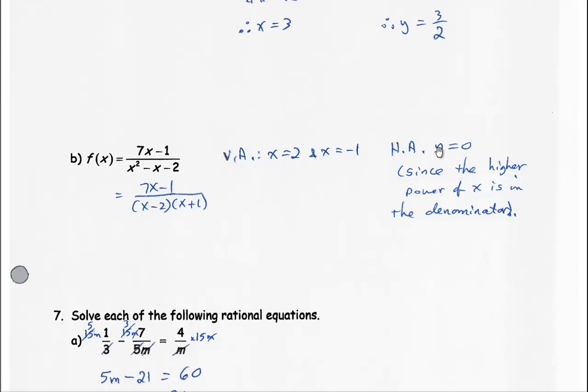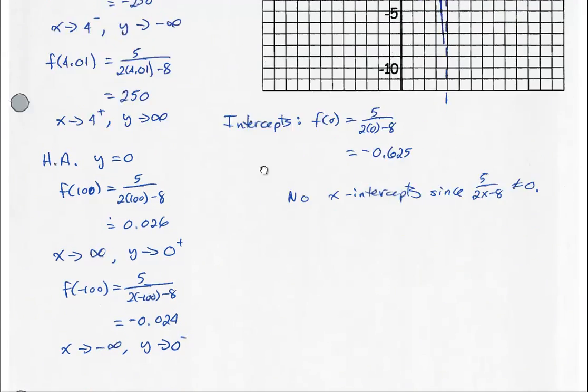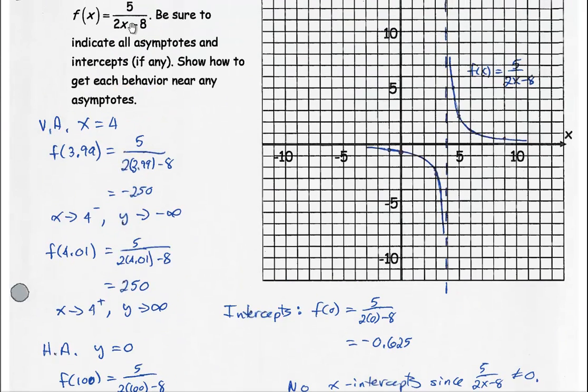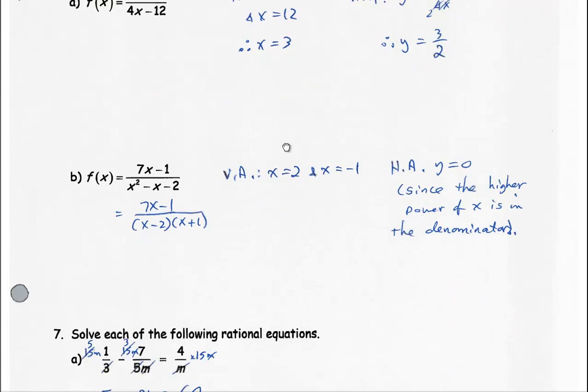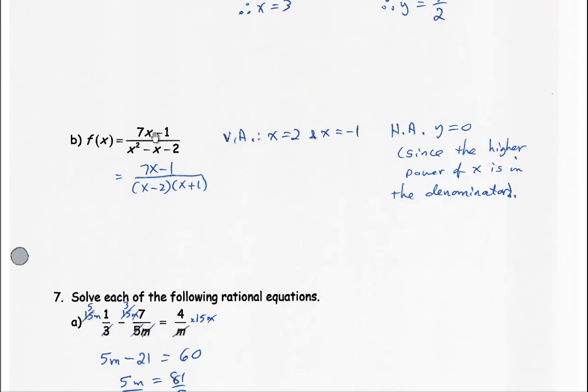The horizontal asymptote is y equals 0, like the previous example, because the higher power of x is in the denominator. Up here, it was actually just a constant on top and a power of x of 1 in the denominator. But even if you have x in the numerator and an x squared in the denominator, the higher power is still in the denominator. So y equals 0 would still be the horizontal asymptote.